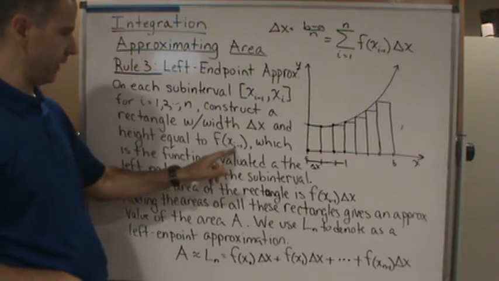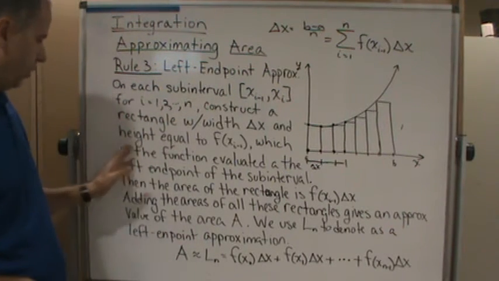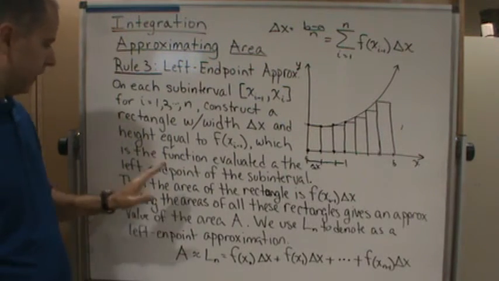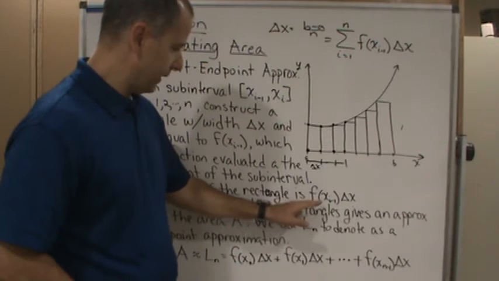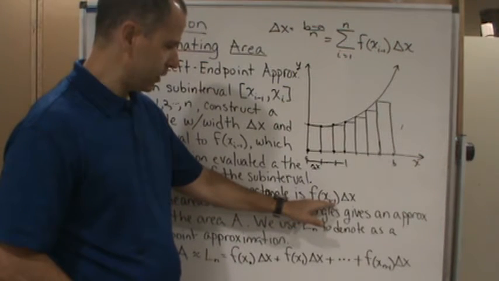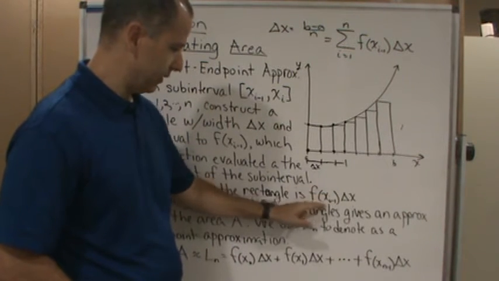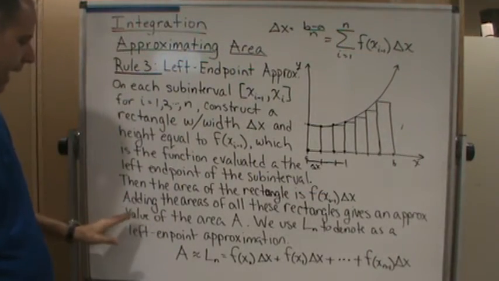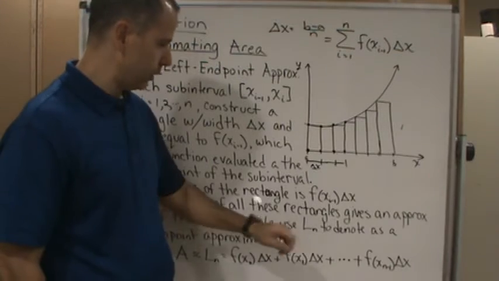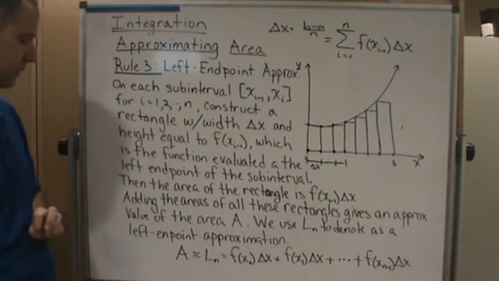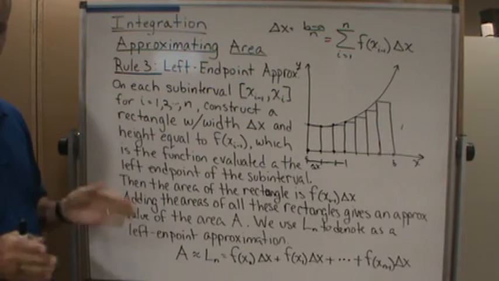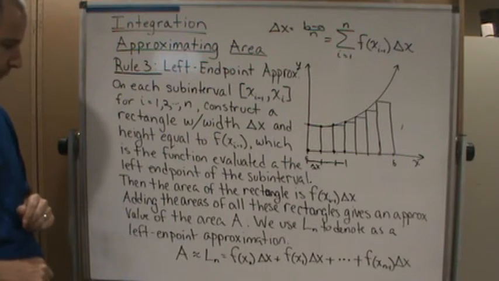So it's the function evaluated at the left endpoint. Then the area of the rectangle is going to be f of x of i minus 1 times delta x, so it's the height of the rectangle times the width. That's going to give us the area. And then adding these areas for all of the rectangles is going to give us an approximate value of the area A, which is the area under the curve on the interval from a to b.